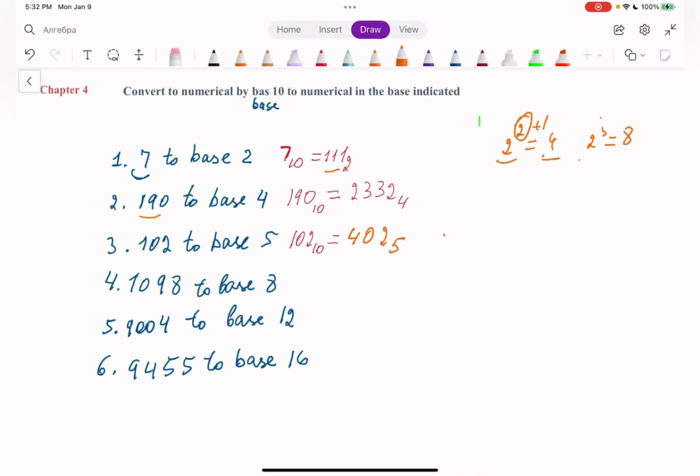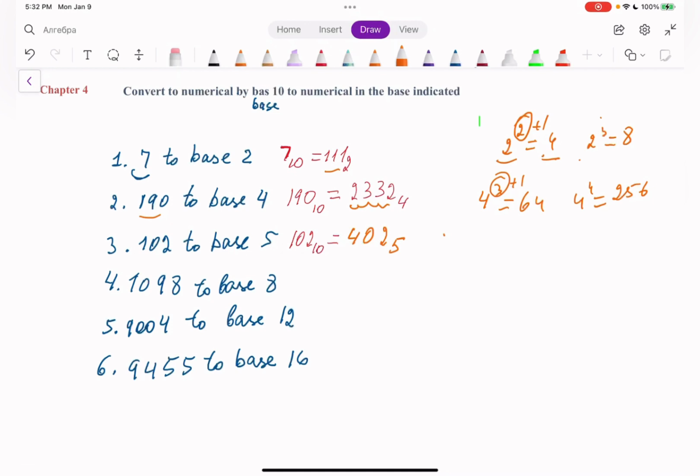Here it is. Next, 190 to base 4. The maximum power for 190 in base 4, let me see, we took how much? 4 to power 3, right? 4 to power 3 is 64, because 4 to power 4 would be 256, which is greater than 190. So we took 4 to power 3. If this is 3 and then plus 1, that's 4, that means 4 digits. 1, 2, 3, 4. Okay.